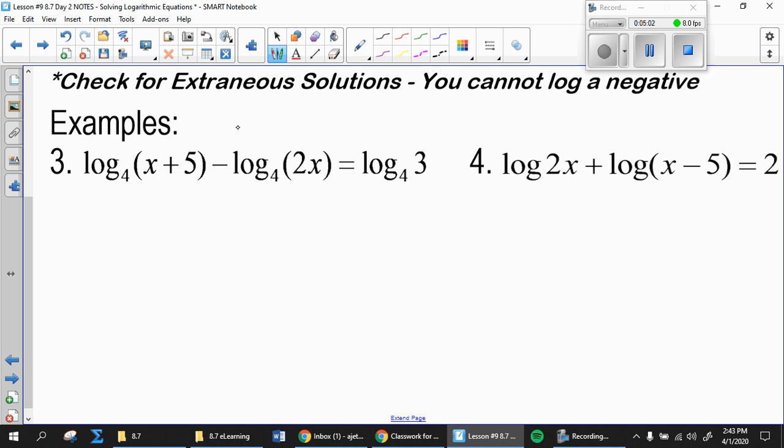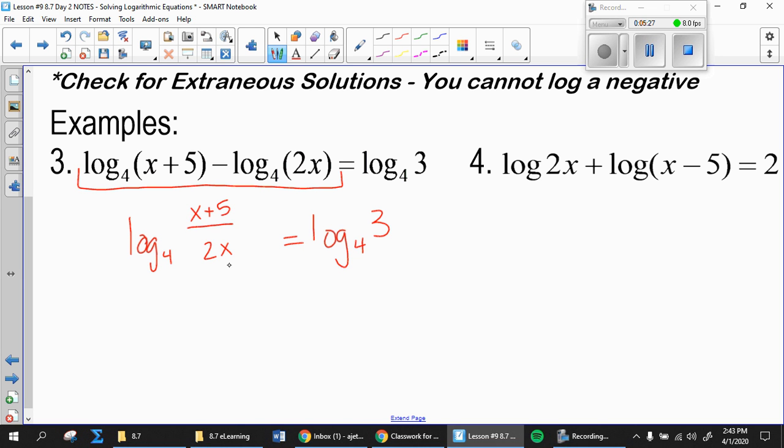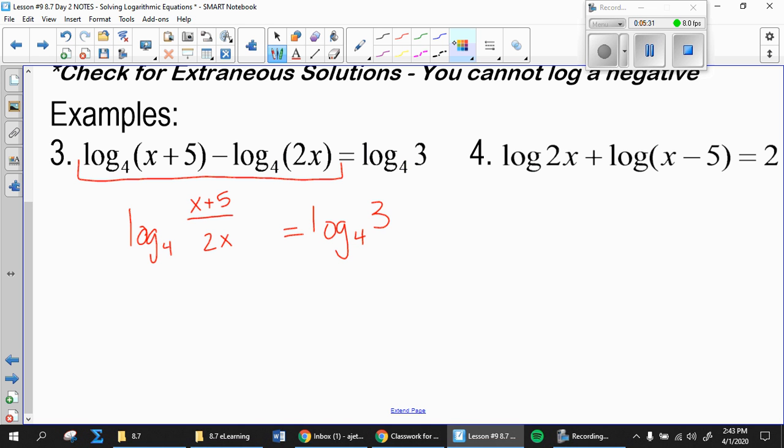So first thing I'm going to do here is I'm just going to look at this left side. I'm going to leave the right side as is, log base 4 of 3. And so first thing we're going to do is we're going to condense this. Well, it's subtraction. So we know that we condense subtraction by using division. And so it's going to give us log base 4 of x plus 5 over 2x. Okay, now it's just like the problems we just did.